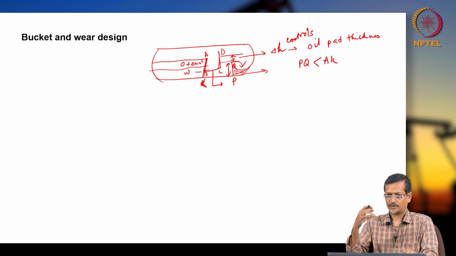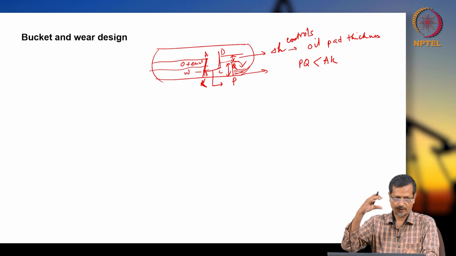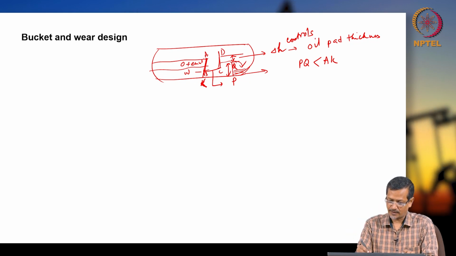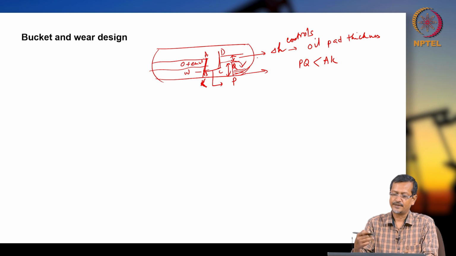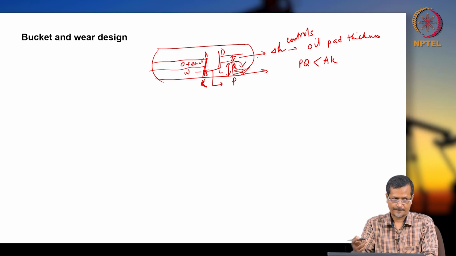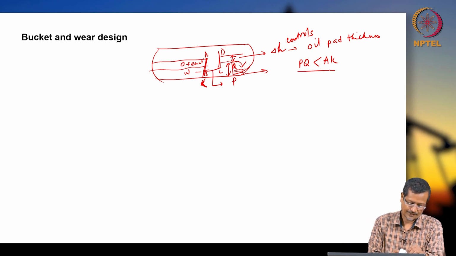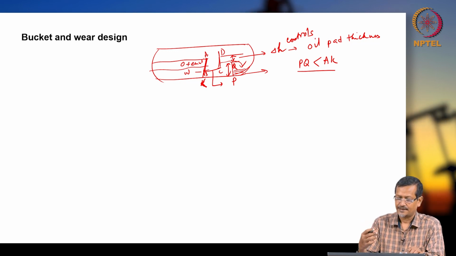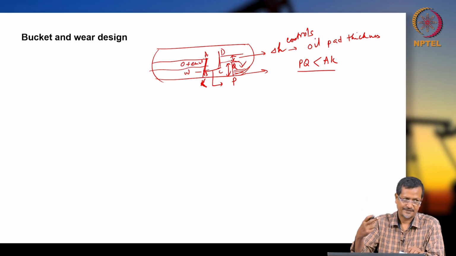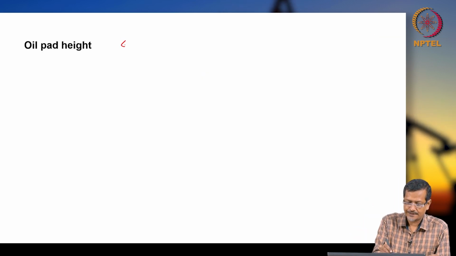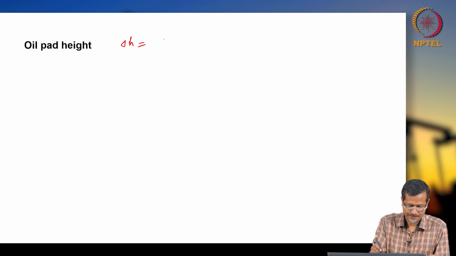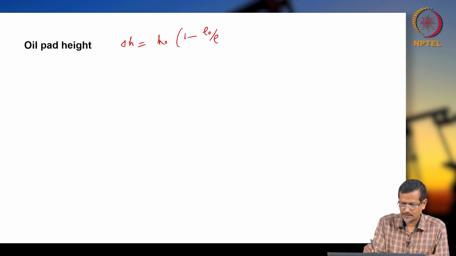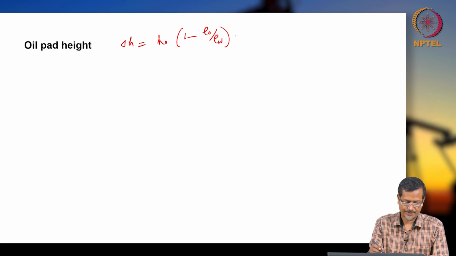PQ is the water weir height and oil weir height. The water weir height should be lower than the oil weir height. Again, we have seen that BC should be lower than the interface height. DC should be longer than AB. Oil pad height del H equals H naught times 1 minus rho O by rho W. Okay, this formula we will try to derive.